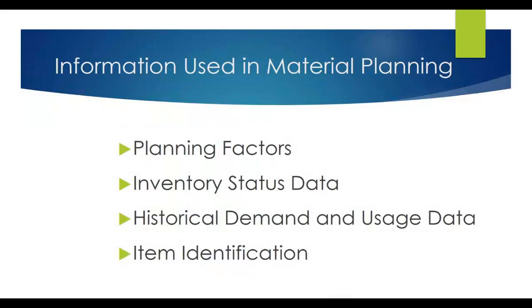Planning factors include items like order lot sizes, lead times, safety stock, scrap factors. Inventory status data includes on-hand balances, allocated quantities, and scheduled receipts. Historical data is an important element in the validation of forecasted volumes. Item numbering can be designed to be simple and easy to enter, or it can be more complicated. If you use a numbering system that provides more meaningful data, we often refer to it as using an intelligent numbering system.